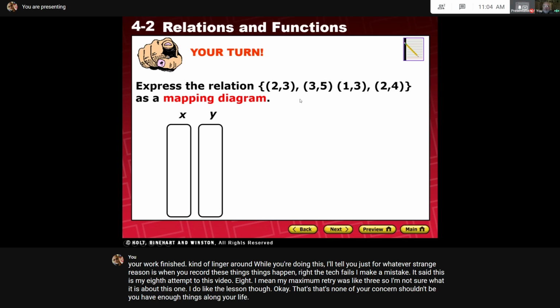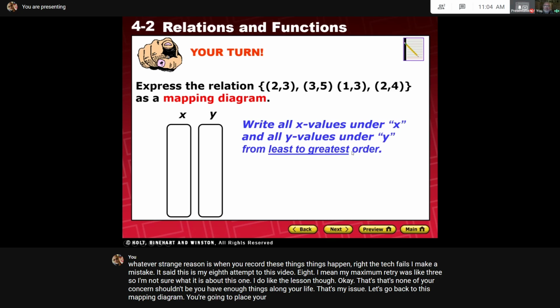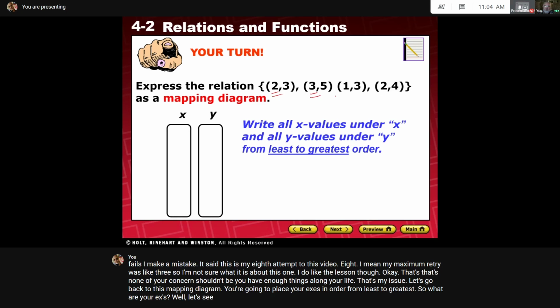That's my issue. Let's go back to this mapping diagram. You're going to place your x's in order from least to greatest. So what are your x's? Well, let's see. 2, 3, 1, 2. So you probably wrote 1, 2, 3.